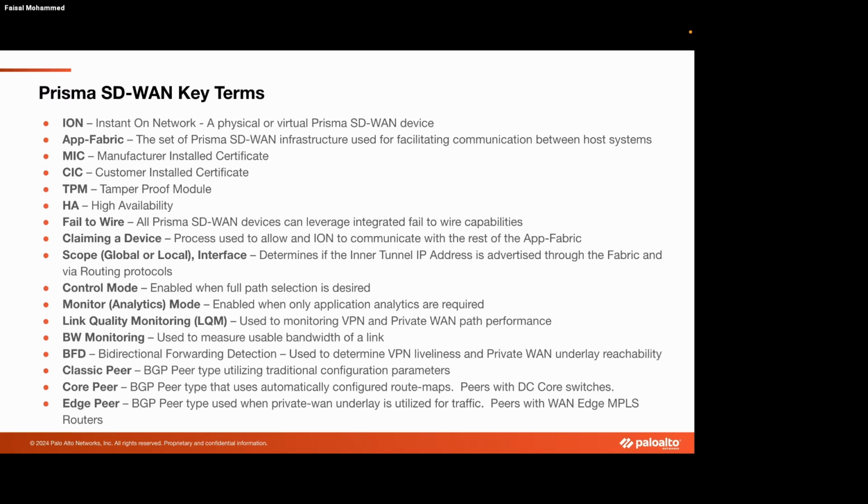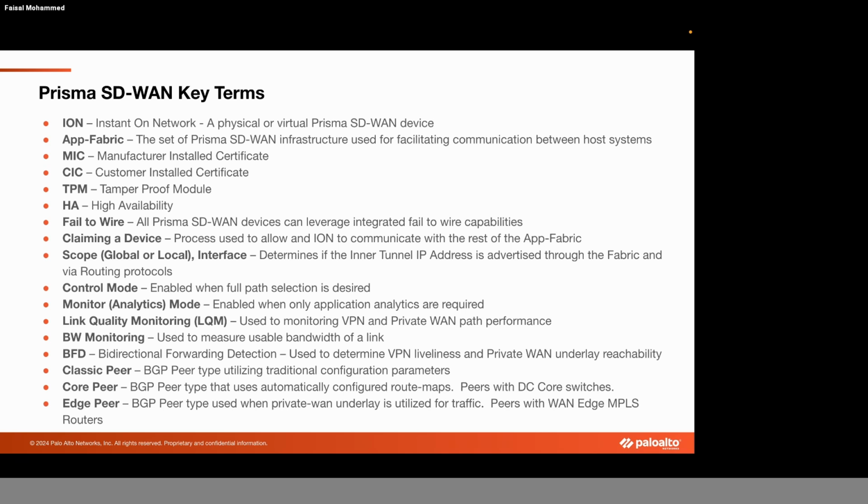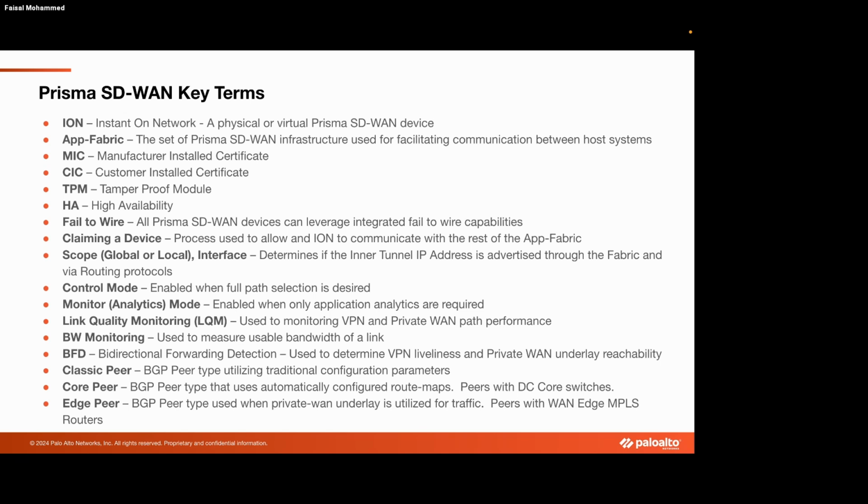LQM is link quality monitoring, which is used to measure your WAN paths and overlay WAN paths. Bandwidth monitoring is to determine the capacity of your circuit. BFD is bidirectional forwarding detection, used to determine VPN liveliness, and NPL is underlay reachability. The BGP peer comes in three types: classic peer, core peer, and edge peer. Today's session is about the Prisma SD-WAN branch side, so we'll be discussing mainly the classic peer. The core peer and edge peer apply to the data center ION.